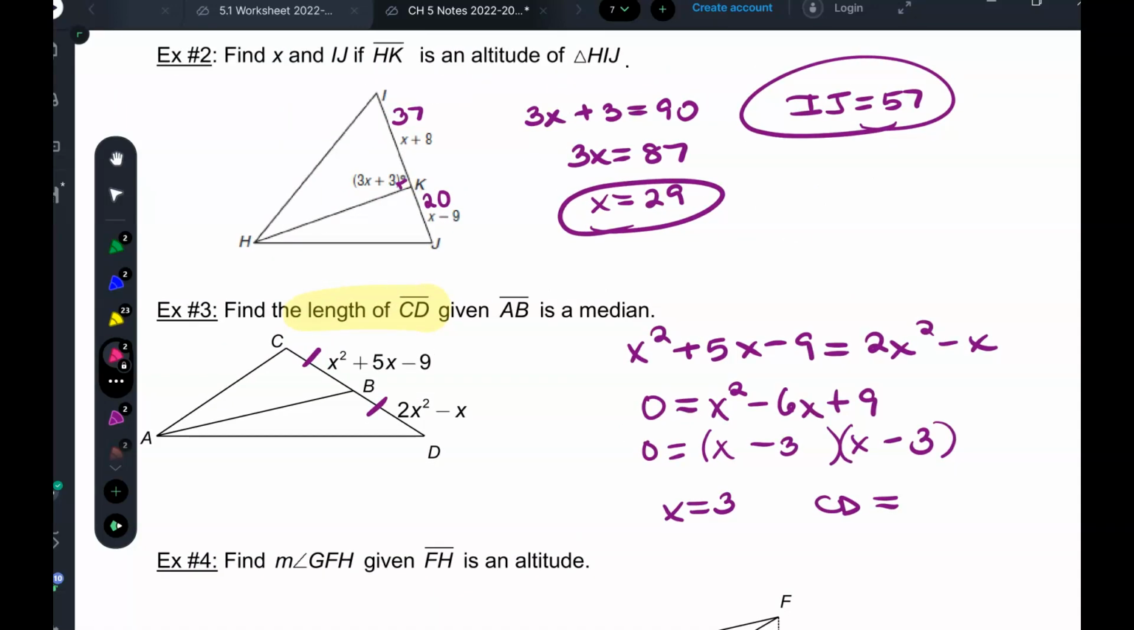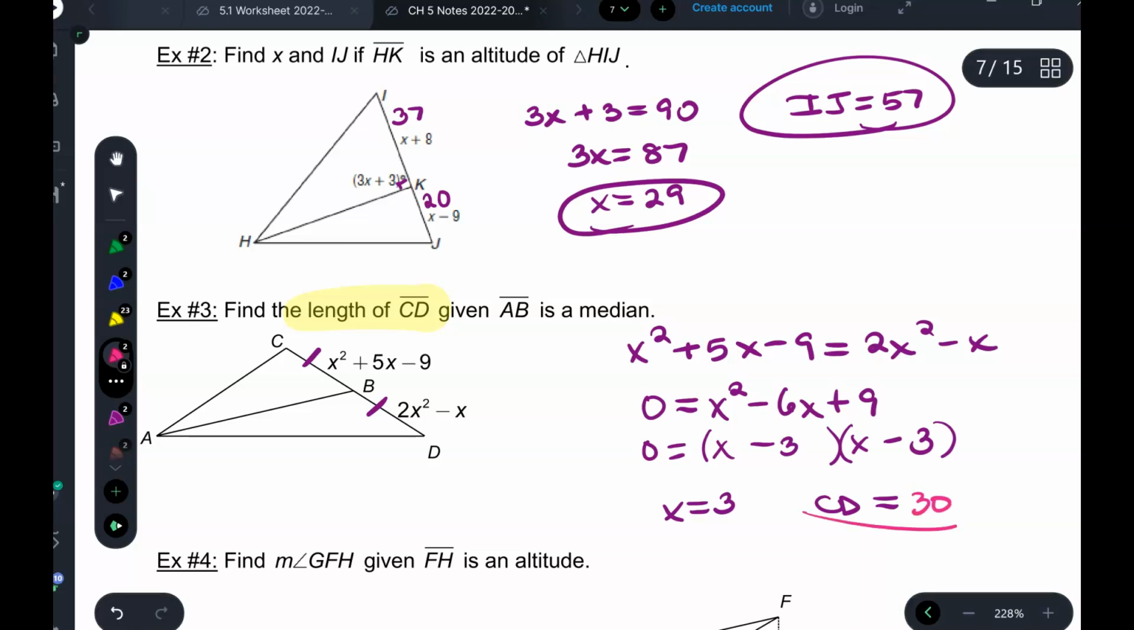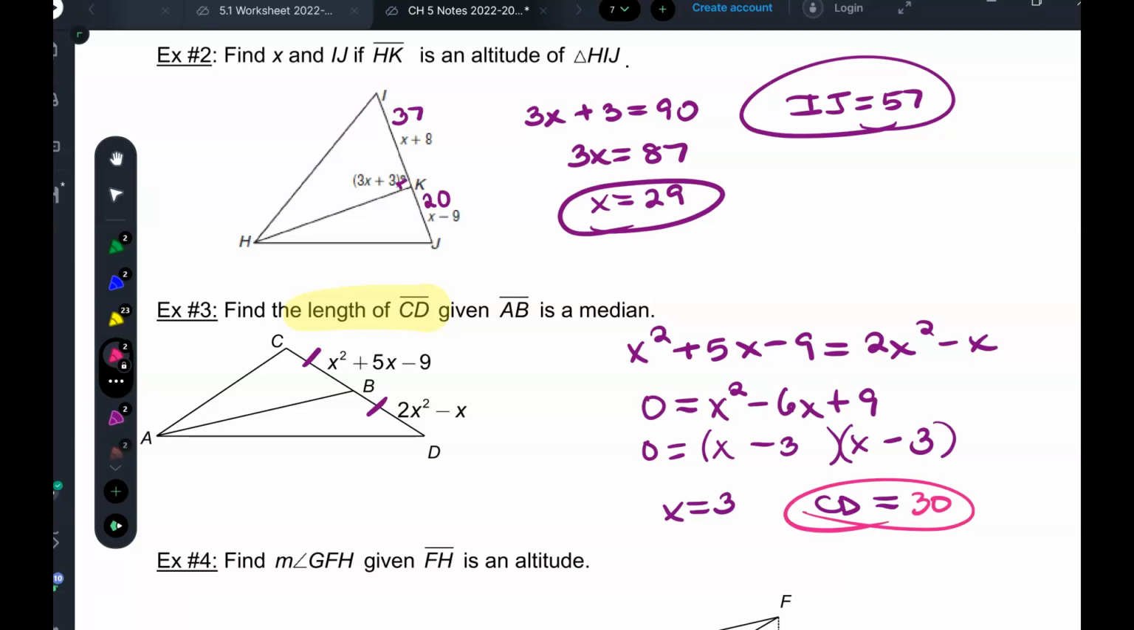Well, let's see. 3 squared is 9 plus 15, so this one will be 15. These two have to be equal, so 15 and 15 would give us 30. But I would plug it into both just to make sure. We should get 30 here. So 2 times 3 squared, that's 2 times 9, 18, minus 3 is 15. Good, so we do get 15 and 15.